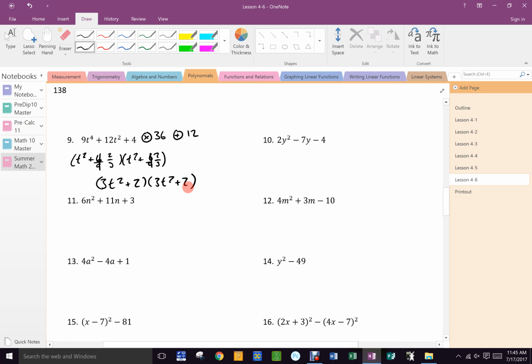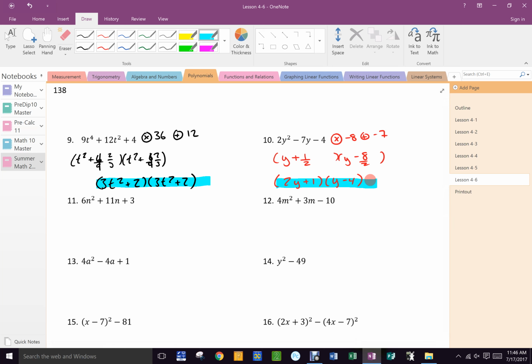Why, David? Okay. And then this one, it's multiply to -8 and add to -7, which is, of course, y plus 1 over 2 and y minus 8 over 2, 2y plus 1 and y minus 4. All squared. Yep.